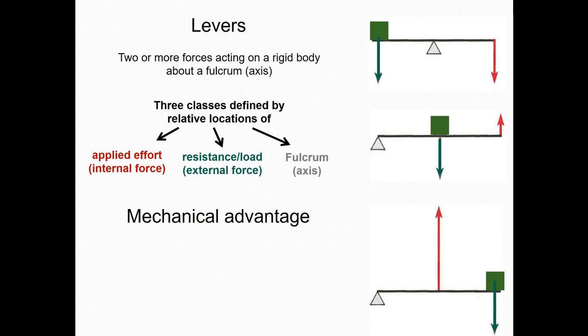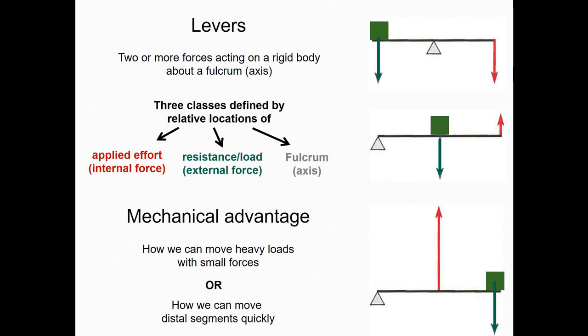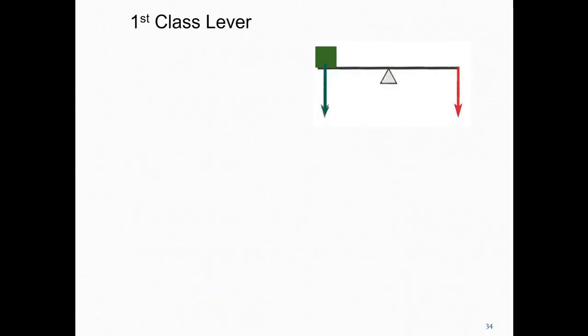When it comes to appreciating the function of levers, a key concept is going to be mechanical advantage. Knowing the mechanical advantage of a particular lever is going to inform us about how we can move heavy loads with small forces, or how we can move distal segments quickly. In a first-class lever, the applied force, or effort exerted, is on the opposite side of the fulcrum to the load force.